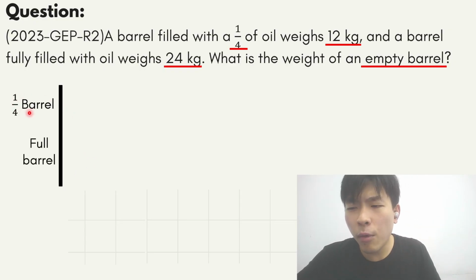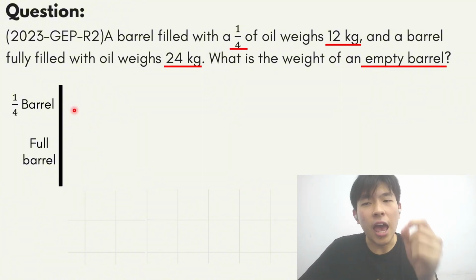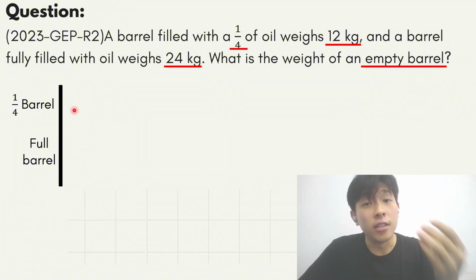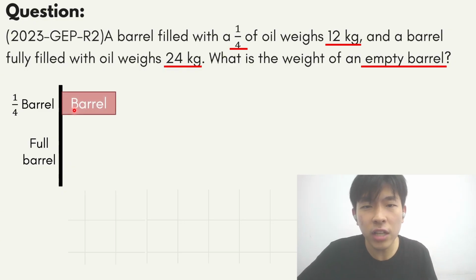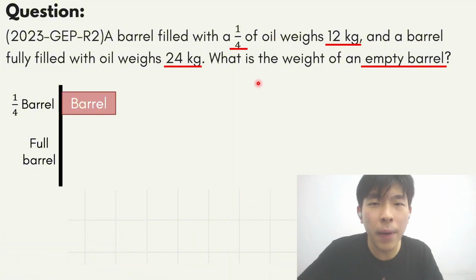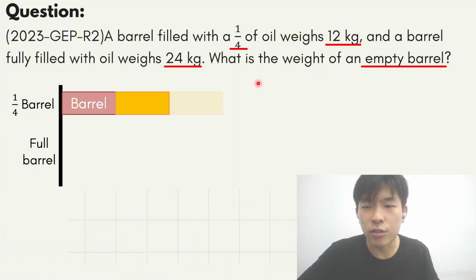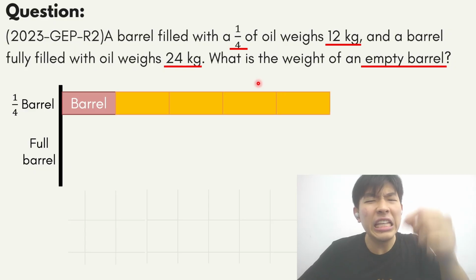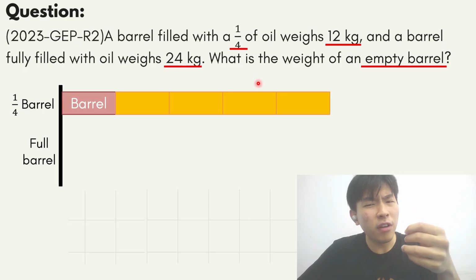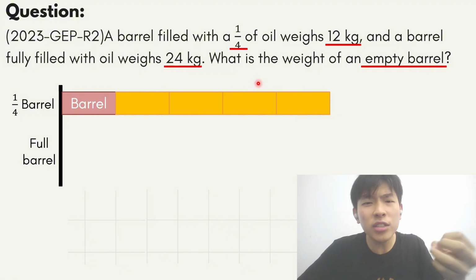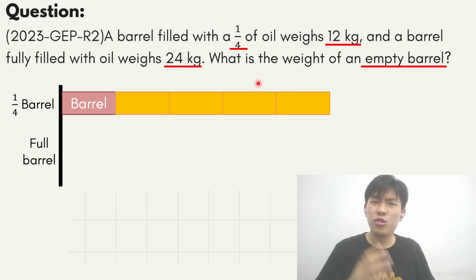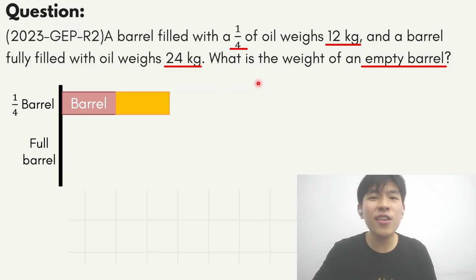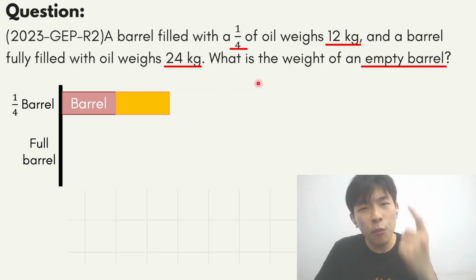Then, how to draw my 1 over 4? First, I have the weight of the barrel. Very good. And I also have the weight of the oil. So I draw the barrel first, then 1 over 4 of this oil, which means I cut the oil into how many parts? 4 parts. Very good. So 1, 2, 3, 4. But is the barrel fully filled with all 4? No, it's only 1 part, which means that should I draw 4 units here? No, I should draw only 1 unit here. Very good. Okay, only draw 1 unit.